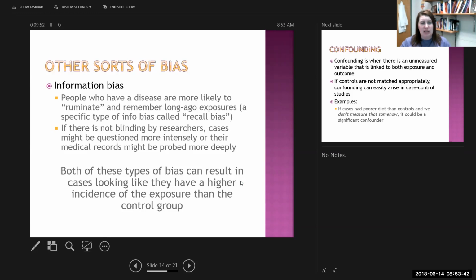If there is nothing helping to blind our researchers, the cases might be questioned more intensely, or you may be spending more time with one medical record than another. So you need to make sure that you're delving into each case with the same level and same amount of intensity.